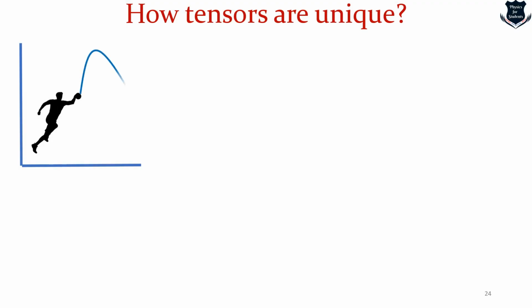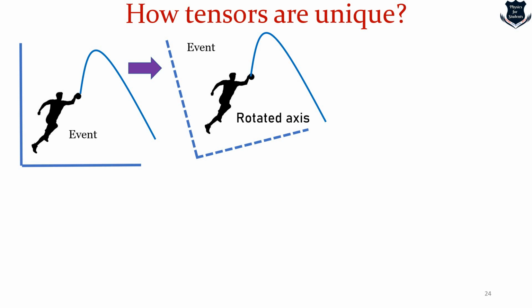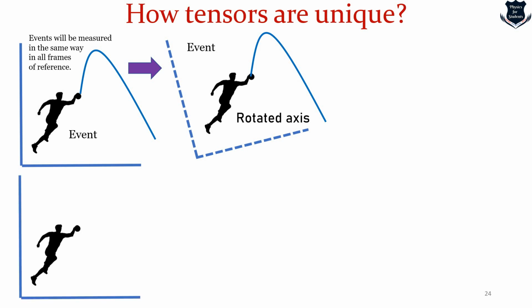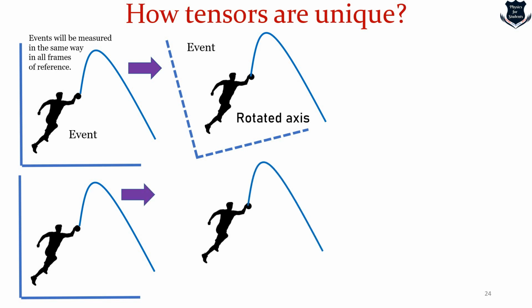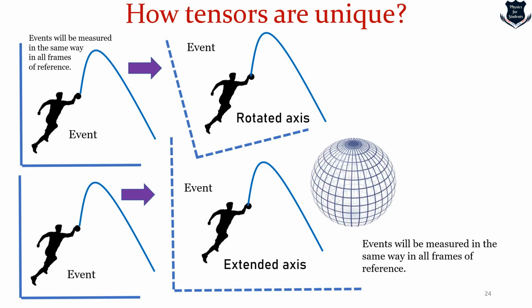So if I get a person who is throwing a ball in one frame of reference, and that same person is throwing a ball in a rotated axis, both of them have certain events happening. So what the postulates of general relativity tell us is that events will be measured in the same way in all frames of reference. So again, if I take this person who is throwing a ball, and if I take the same person throwing the ball in an extended axis, it will always be the same. So events will be measured in the same way in all frames of reference, irrespective of whether it is twisted, rotated, or even extended. I can take a sphere, and this is the red line which you can see.